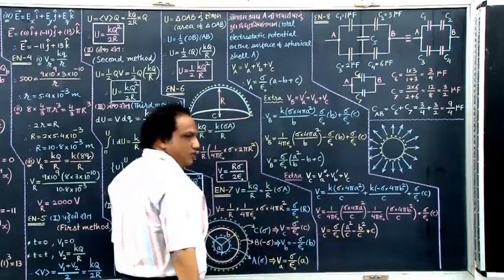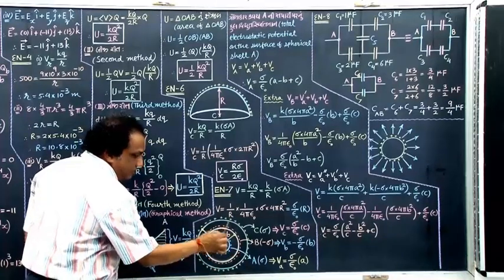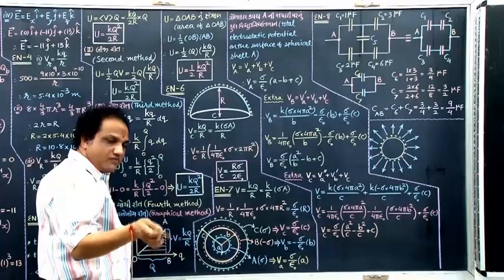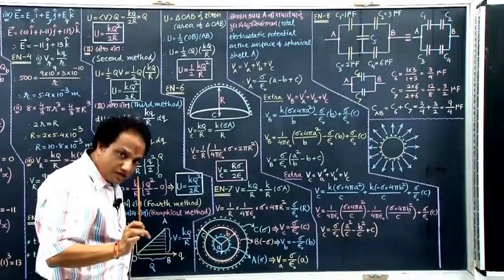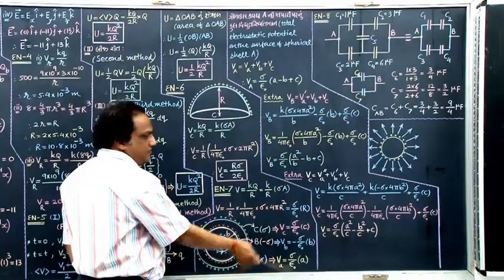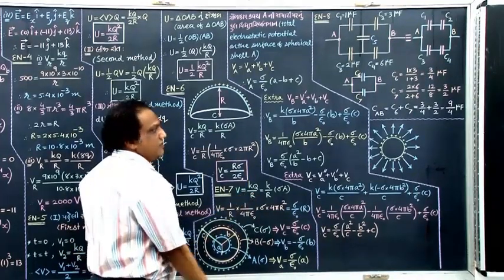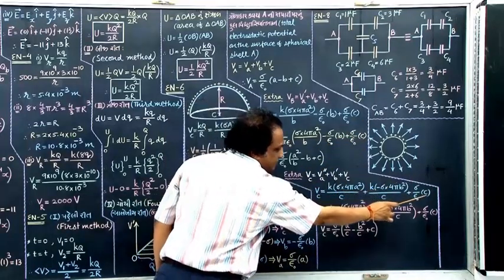Plus VC. This point is on the surface of third cell, and for a point taken on the surface of the charged cell, what is the original formula? K into charge upon radius. And based upon this same formula, K into charge upon radius, we got this formula: sigma upon epsilon 0 into radius of given sphere. Sigma upon epsilon 0 into radius of given sphere is c.